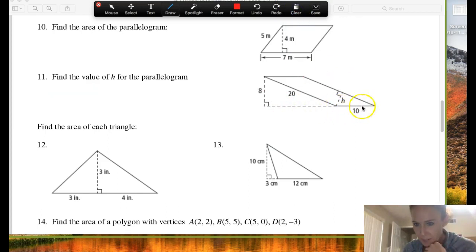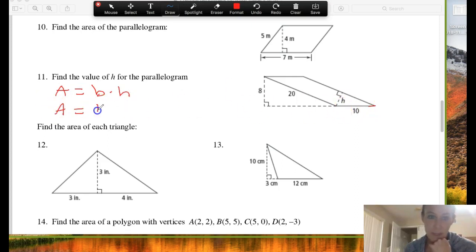So my base here is 10. My height here is 8. So I can find the area. The area is the base times the height. I know the area here. My base is 10. My height is 8. So the area is going to be 80.